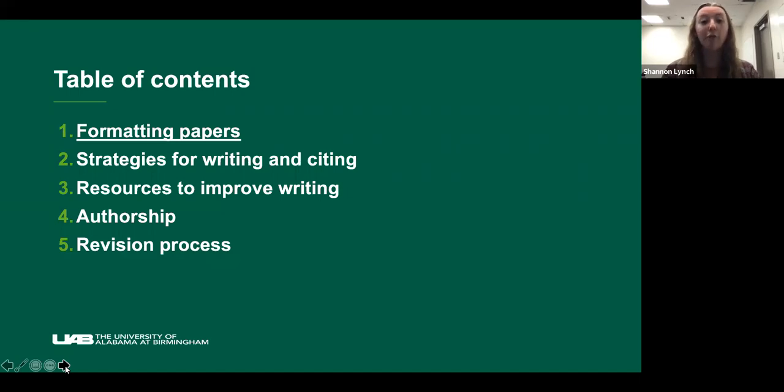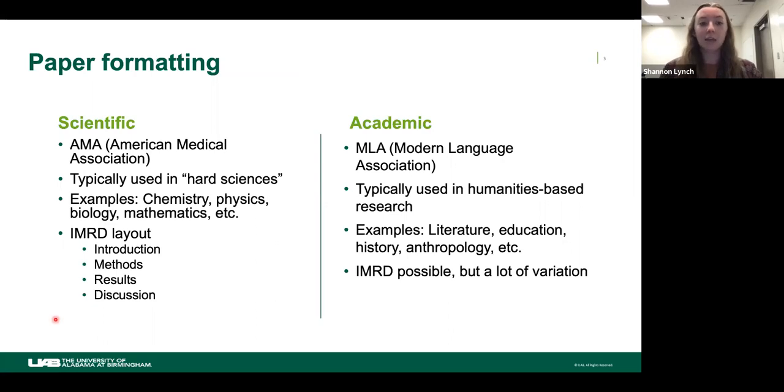Now let's talk about the format of a scientific and academic paper. Some people say there's a little bit of a difference between scientific and academic writing. Typically, academic papers use the MLA format, and this is commonly used in humanities type research, such as literature, maybe even education research, anthropology, history, etc. These are all examples of academic paper formatting. So typically they use MLA, maybe with a little bit of variation. In contrast, scientific papers typically use the AMA format.